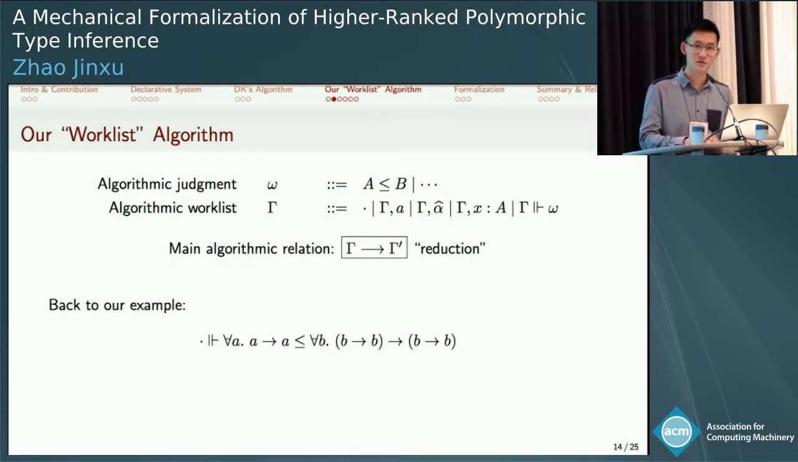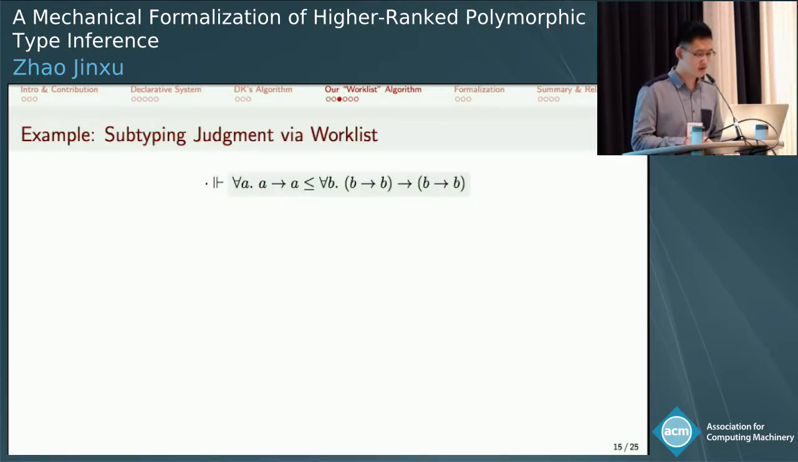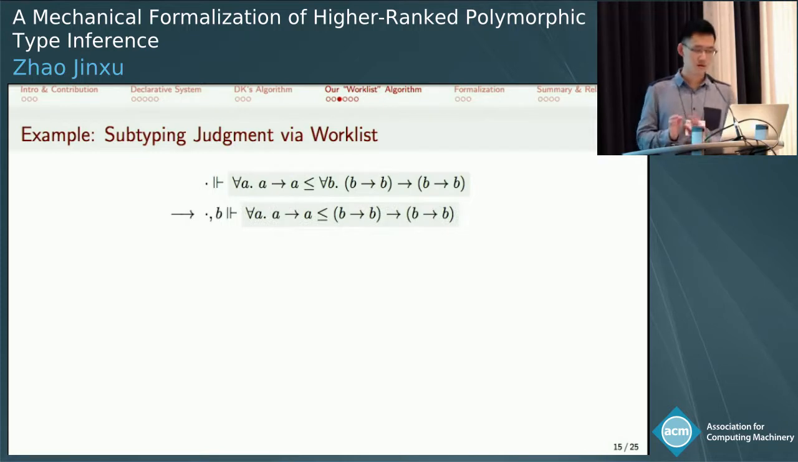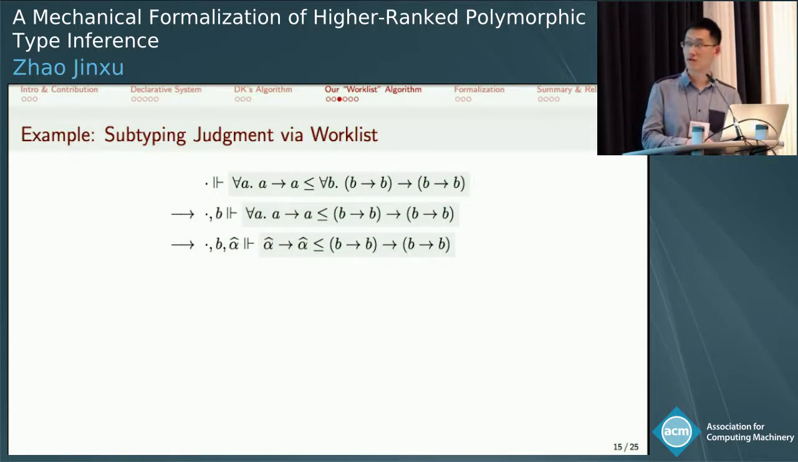Okay, let's go back to the example. We now have only one judgment in the context and no variable declared. The first steps are similar to Dunfield's algorithm. We first introduce the type variable B to the context, and then we introduce meta variable alpha to the context. And then interesting things happen because we are splitting the judgment into two, right?